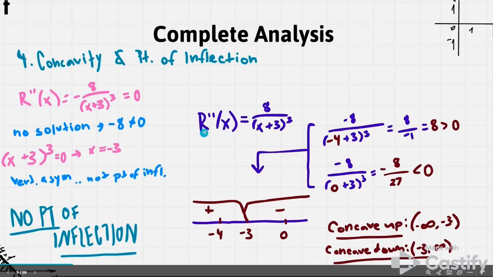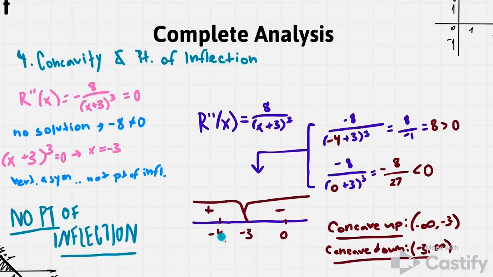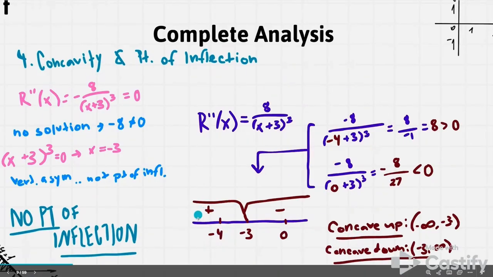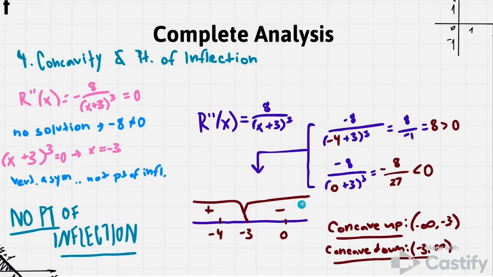And so now looking for the concavity, r double prime of x, I again use the values of -4 and 0 to get that it concaves up from negative infinity to -3 and concaves down from -3 to positive infinity.